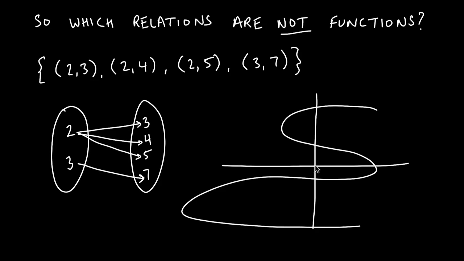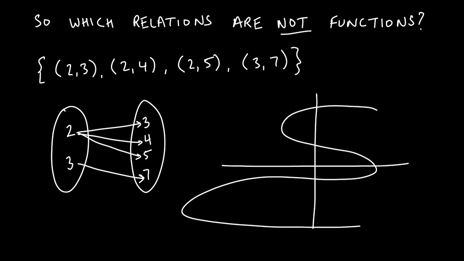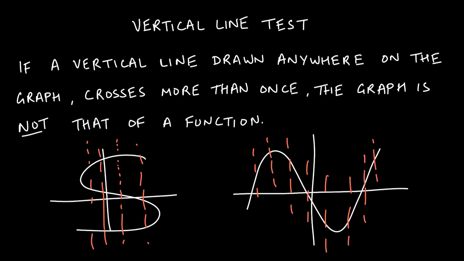So again, the idea between this curve versus this curve, no matter which x value you choose, you will only ever find a single unique y value as the output. In this graph, that's not the case. So if you were to choose this x value, unfortunately, there's 1, 2 y values that come out of that single x value. Now, how is it that we can do this in perhaps a slightly easier manner?